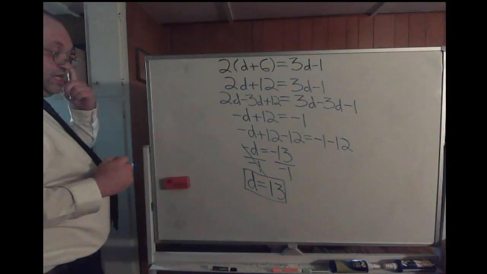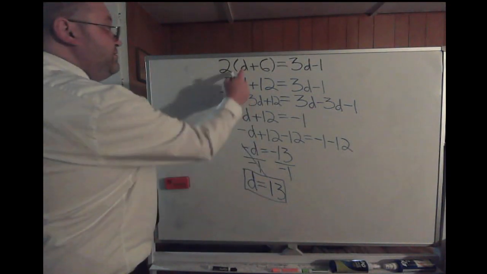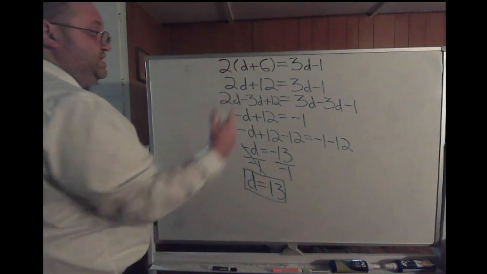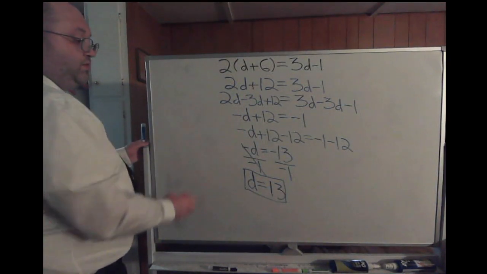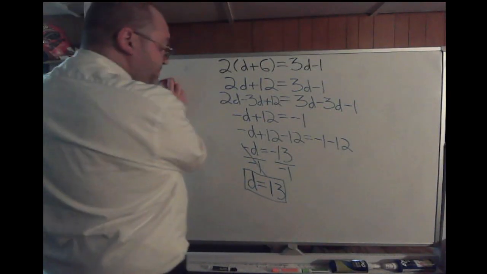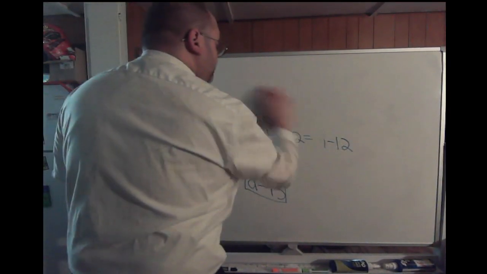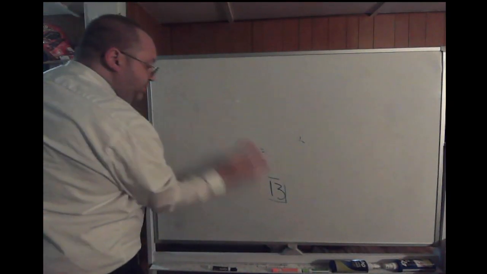And if you want to check your work, you can always put 13 in for wherever you see d, and you'll end up getting a true statement. The left side will equal the right. So I do got a few more examples here. So really, once you do the distributive property, this just turns into what we did yesterday. Equations with variables on both sides. It's really not too bad to do these.